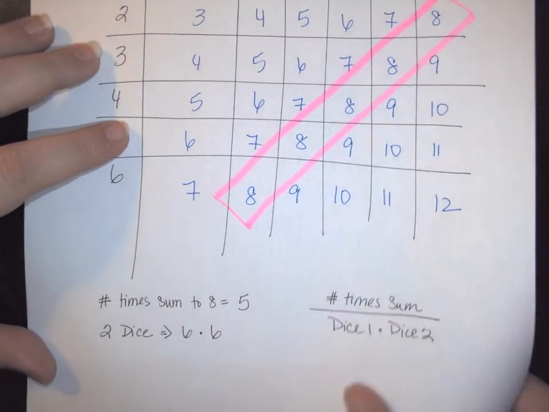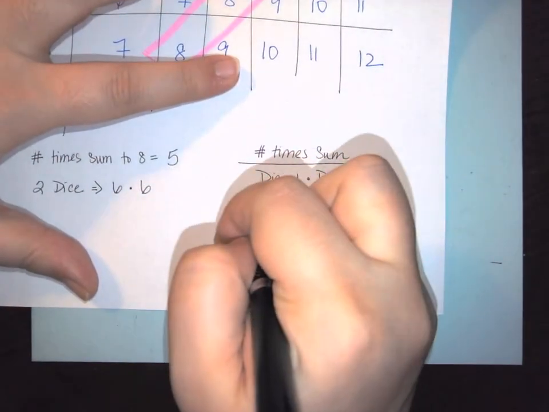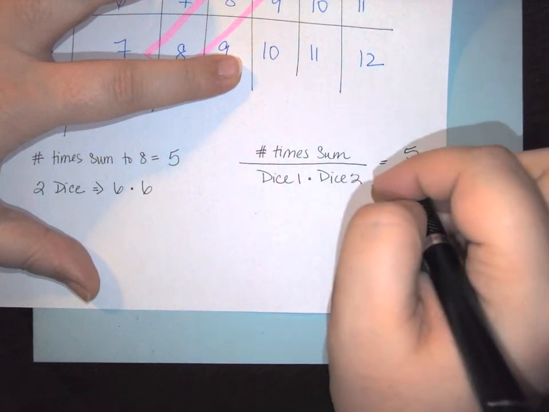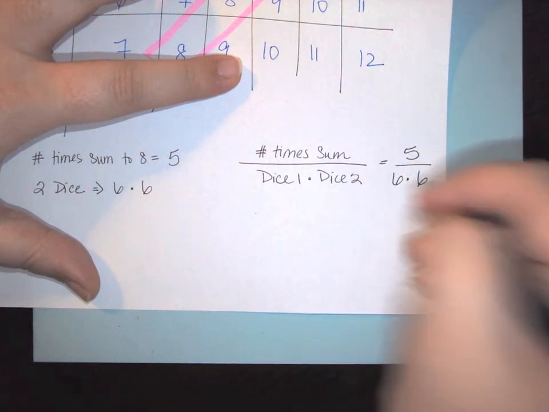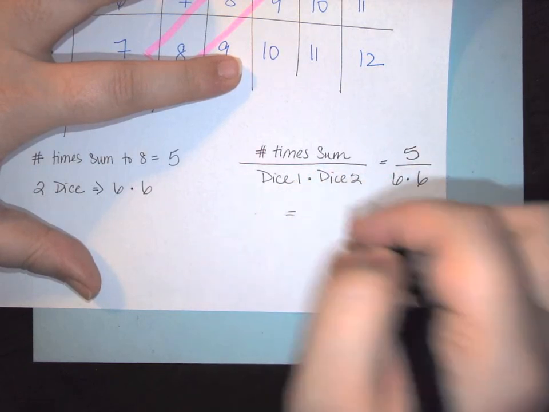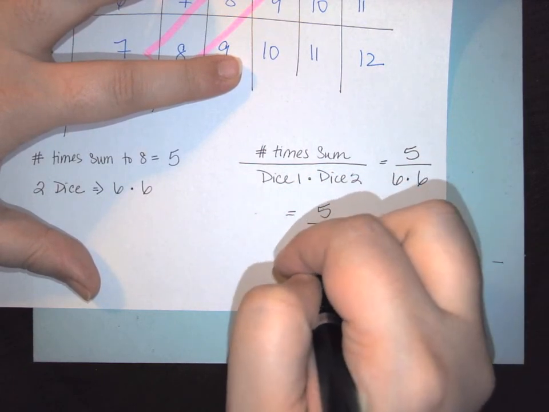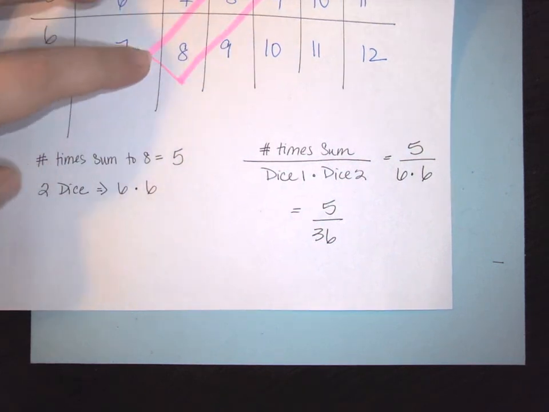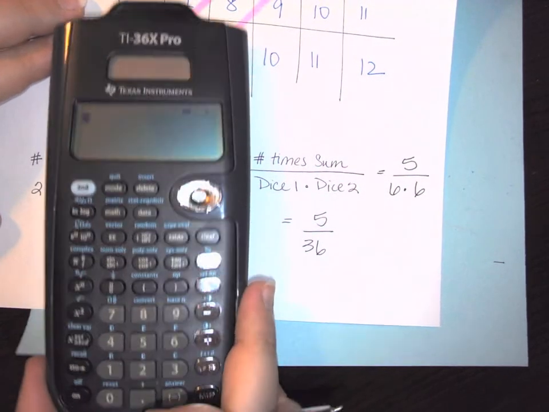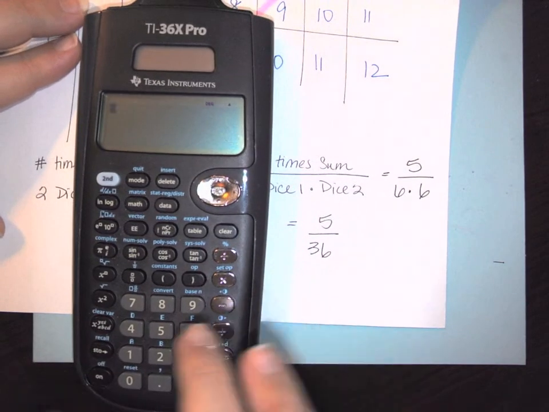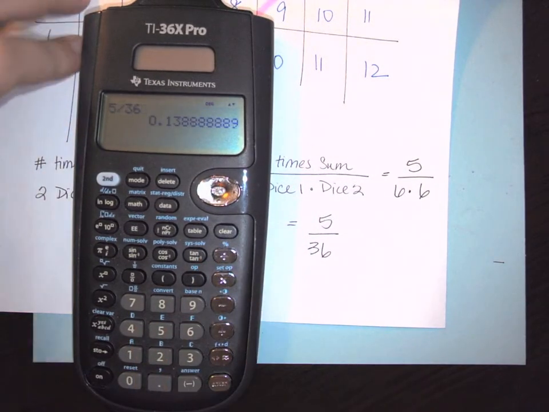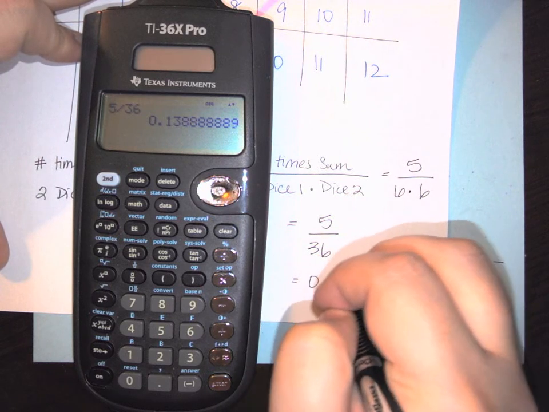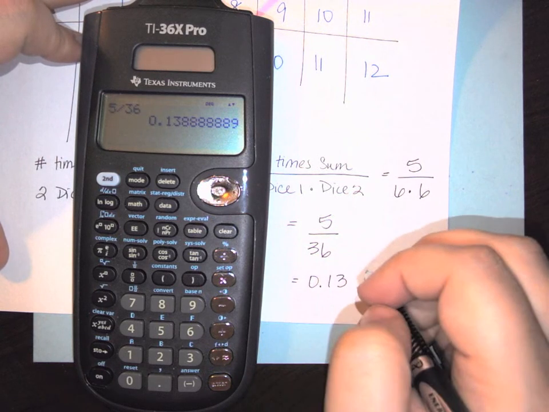In this case, the number of times we summed was 5 over 6 times 6. So when we look at the math here, this is going to give us 5 over 36. And again, we're looking for a probability. So just like before, we would take our calculator and do 5 divided by 36, hit enter, and that gives us the probability of 0.13.